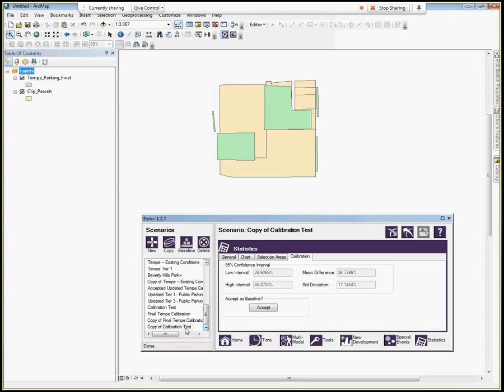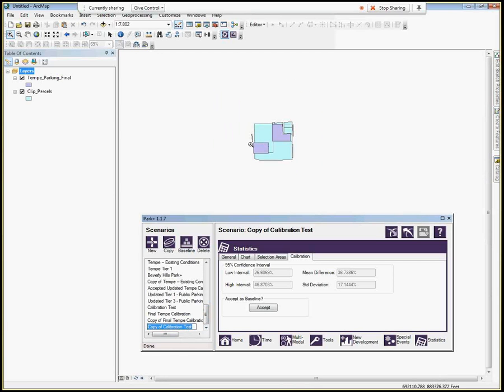So I've got a new scenario here that I'm working with, and you'll see this is what the calibration screen shows when we're setting things up. And this would be an example of a fairly poor calibration with 36% mean difference and a standard deviation of 17. That is telling us that the model is wildly predicting differences in occupancy versus what was seen in the field. So the average difference is 36%, and that standard deviation is pretty large.